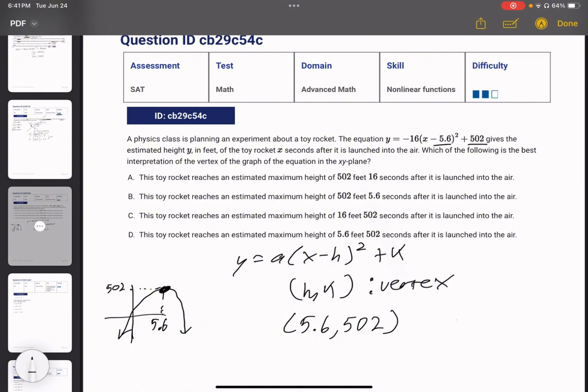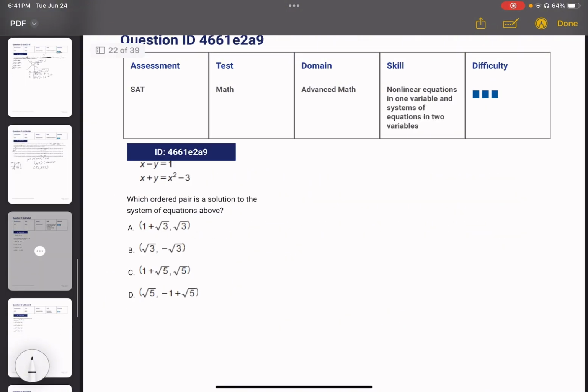Looking at our answers, the rocket reaches an estimated maximum height of 502 feet after 16 seconds. 16 is wrong, so that's wrong. So our rocket reaches an estimated maximum height of 502 feet after 5.6 seconds. That is correct. So that's going to be our answer. And yeah, moving on to the next question.